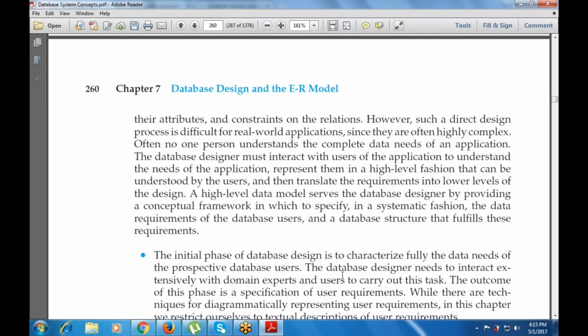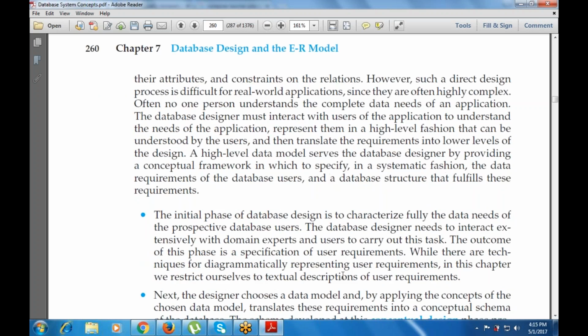The high-level data model also serves the database designers by providing a conceptual framework. A conceptual framework means the structure in which to specify, in a systematic fashion, the data requirements of the database users and the database structure that fulfills these requirements. The initial phase of database design is to characterize fully the data needs of the prospective database users. The database designer needs to interact extensively with the domain experts and the users to carry out this task. The outcome of this phase is the specification of the user requirements.